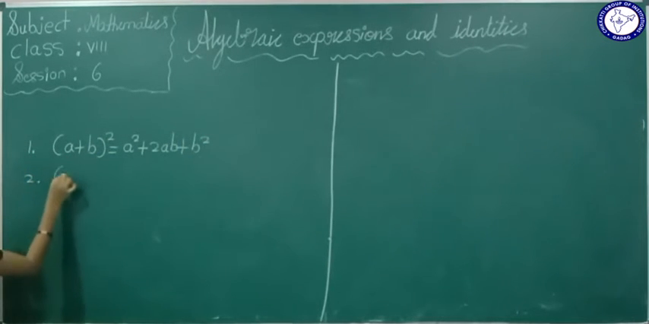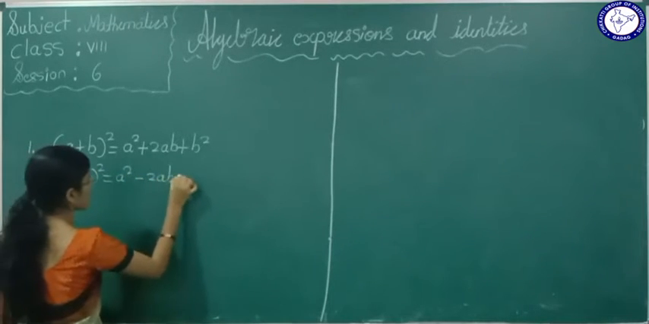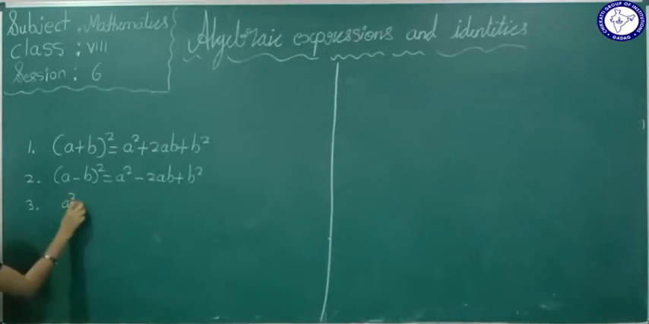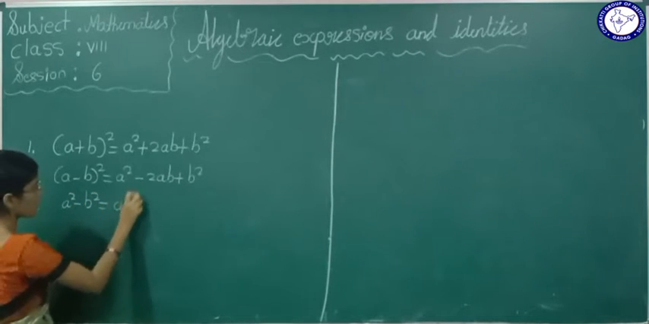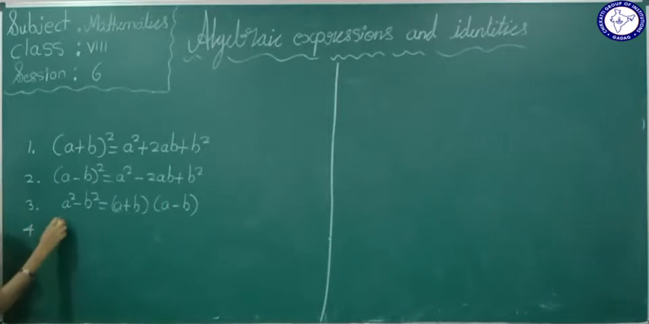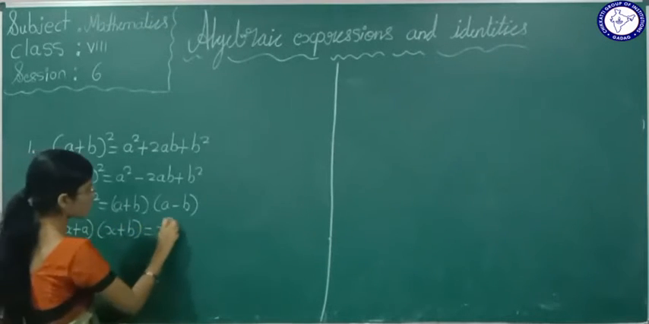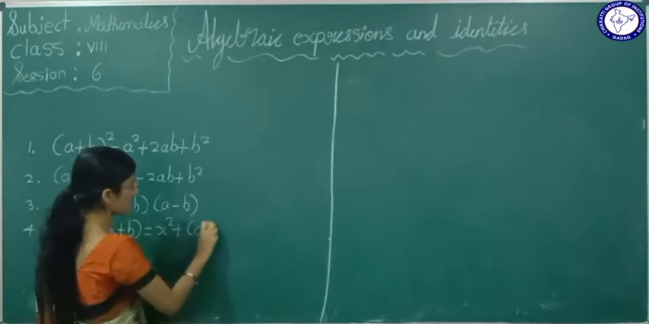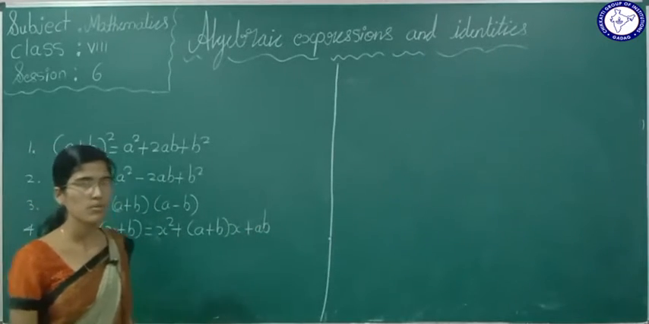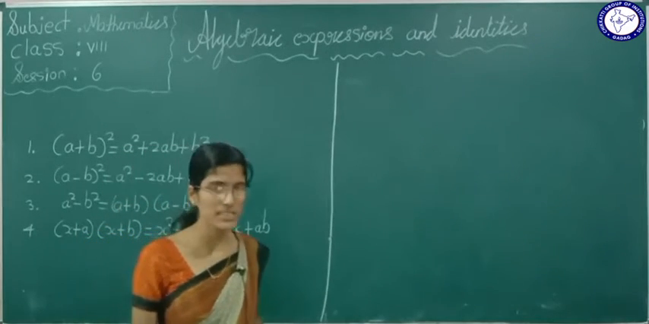The second identity was (a minus b) the whole square is equal to a square minus 2ab plus b square. The third identity was a square minus b square is equal to (a plus b) multiplied by (a minus b). The fourth identity was (x plus a) multiplied by (x plus b) is equal to x square plus (a plus b) x plus ab. Based on these identities we have solved problems also. In today's class, based on this we are going to solve exercise 6.5.